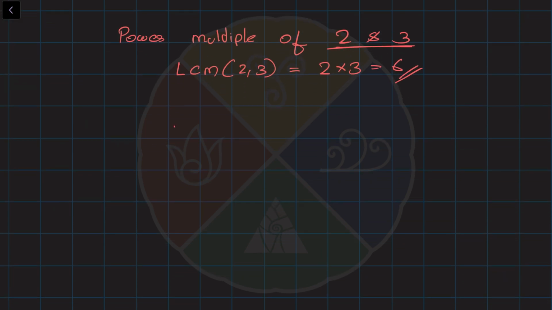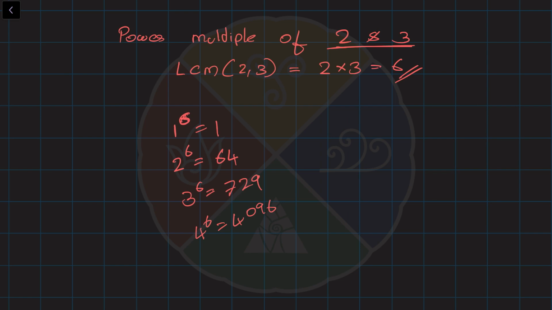That basically means that 1 raised to 6, of course, is 1. Let's ignore that. 2 raised to 6 is 64. That's the first number which we found. The next number will be 3 raised to 6. That is not an easy number to find, but for time's sake, I'm writing it as 729. The next number will be 4 raised to 6, that is 4096. And it keeps on going.